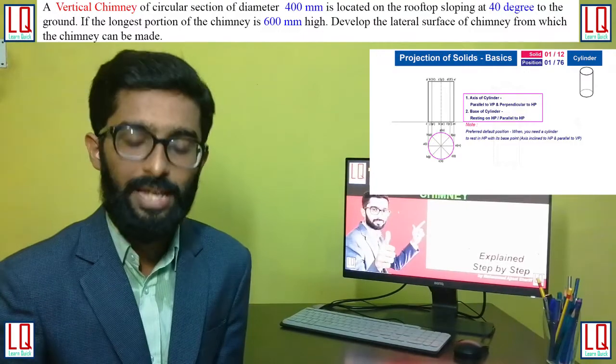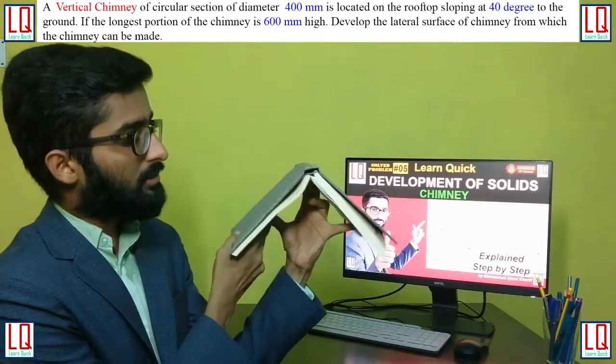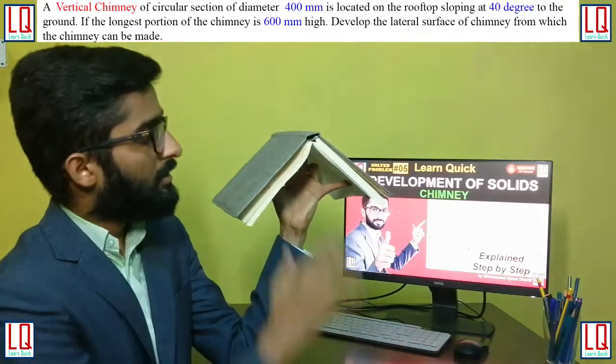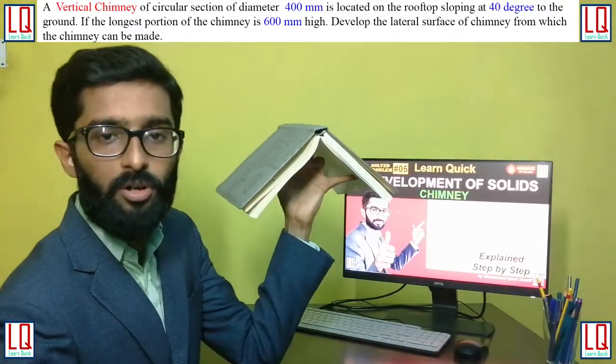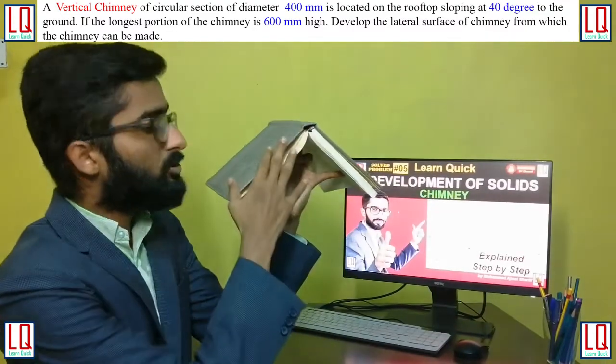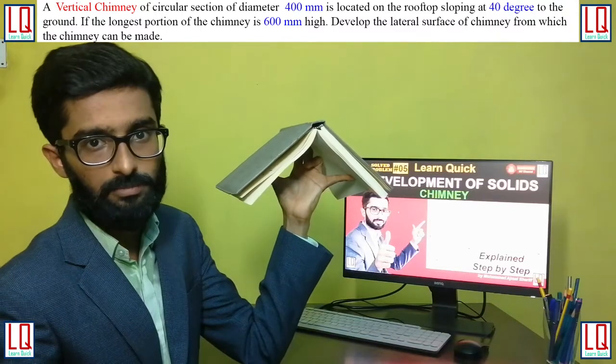In the first part they have said there is a rooftop. So consider this is a rooftop, and the slope of the roof is going to be 40°. On this slope we have to mount a chimney which is of a circular cross section.